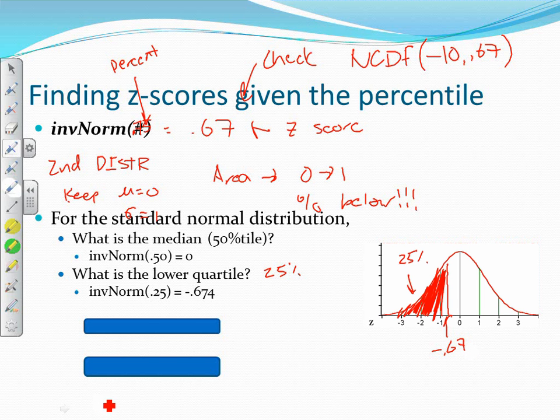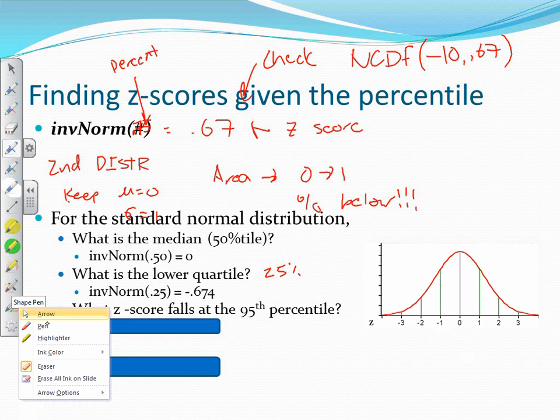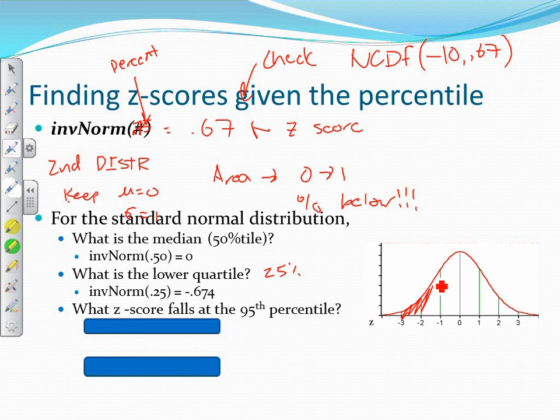Okay. Next one, let's think about, what about the 95th percentile? So that means if I had an area that covered 95%, what would that correspond with a z-score of? If I pull in and I get all the way up to 95%, maybe I'm around there, maybe I'm further, what do I need to get to? 1.64. So really, I was kind of close with my guesstimate.